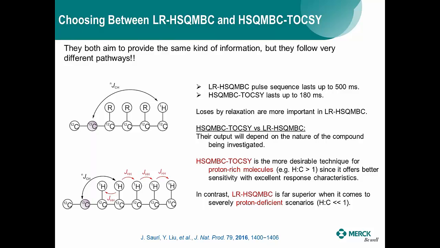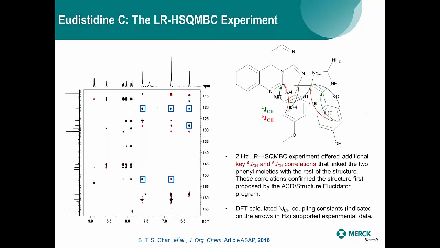Now, if we go back to Eudistidine C, it is clearly a proton-deficient compound, so we ended up using the LR-HSQMBC experiment. And here we can see the results after using the 2 Hz LR-HSQMBC experiment. We were able to get all these 4-bond and 5-bond correlations between the bottom phenyl moieties of the structure and the top part of the structure.